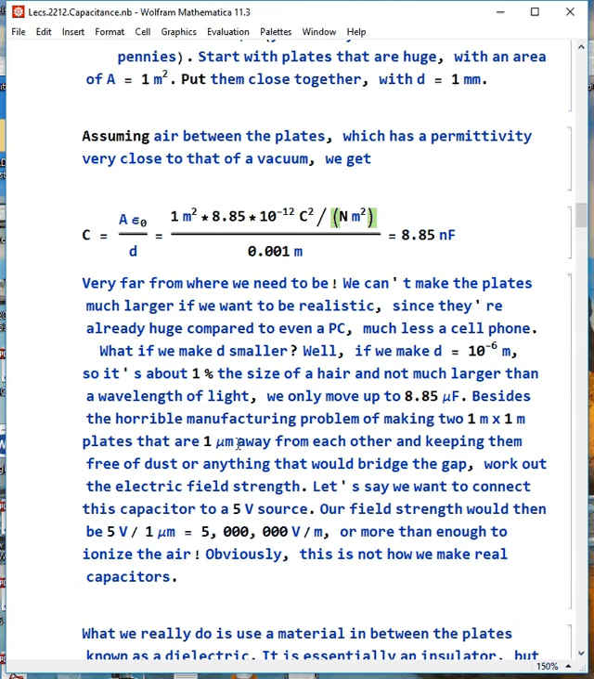Let's say we connect this giant capacitor to a 5-volt source. Our field strength is then going to be 5 volts divided by 1 micrometer, or 5 million volts per meter. This is more than enough to ionize the air, so this must not be how we make real capacitors.